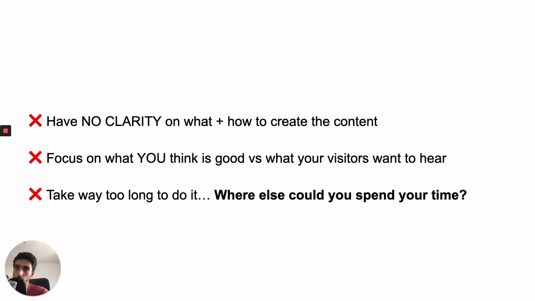You'll have zero clarity on what works, what to do, how to do it, and how to create the content. You're going to focus on what you think is good versus what your visitors want to hear, which is a recipe for failure. And it's going to take way too long. Where else could you spend your time? Could you spend your money? Because in the business world, if you're losing a bunch of time, you could be spending that time elsewhere and making more money in other ways. So how much is that time worth to you?